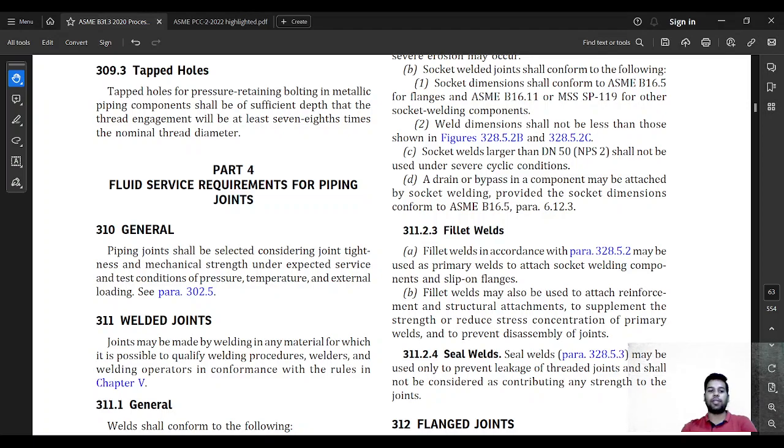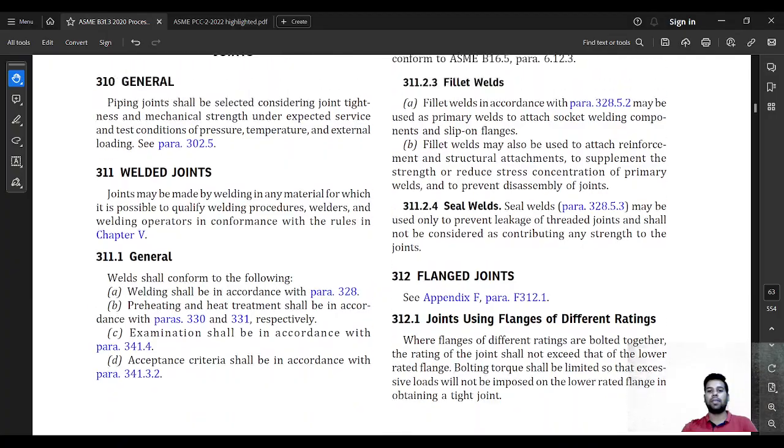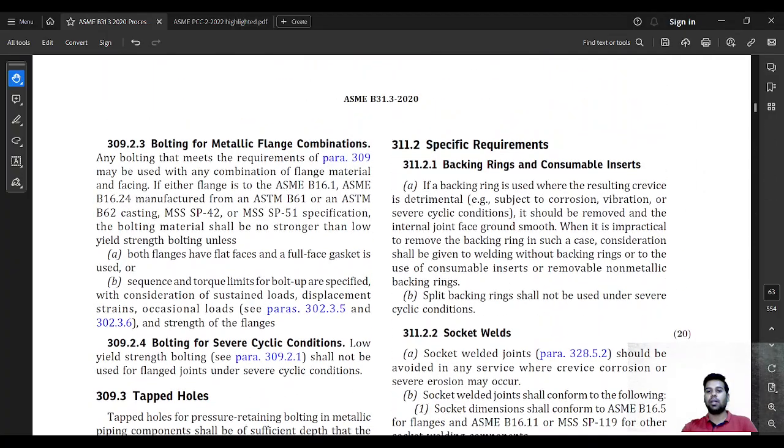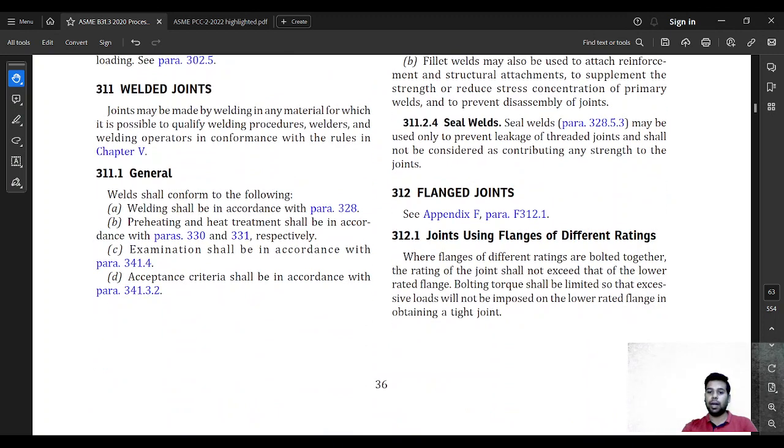Fluid service requirements for piping joints, welded joints. Backing, consumable insert, socket welding, fillet welding, seal welds. Seal welds are basically welds; let's imagine you are doing threading for any connection. After threading, you can weld it and it can be sealed shut. That is seal welds, generally done for preventing leakage from the threaded joints.